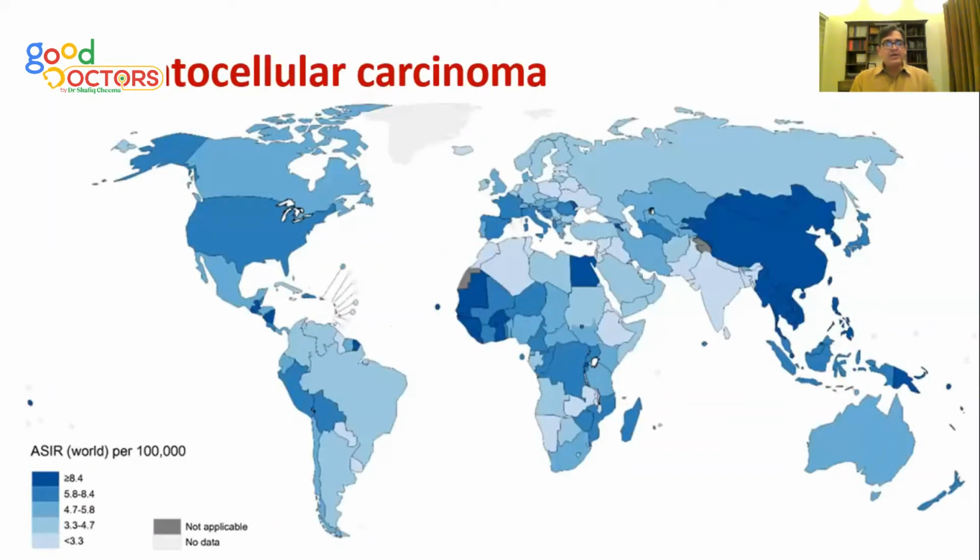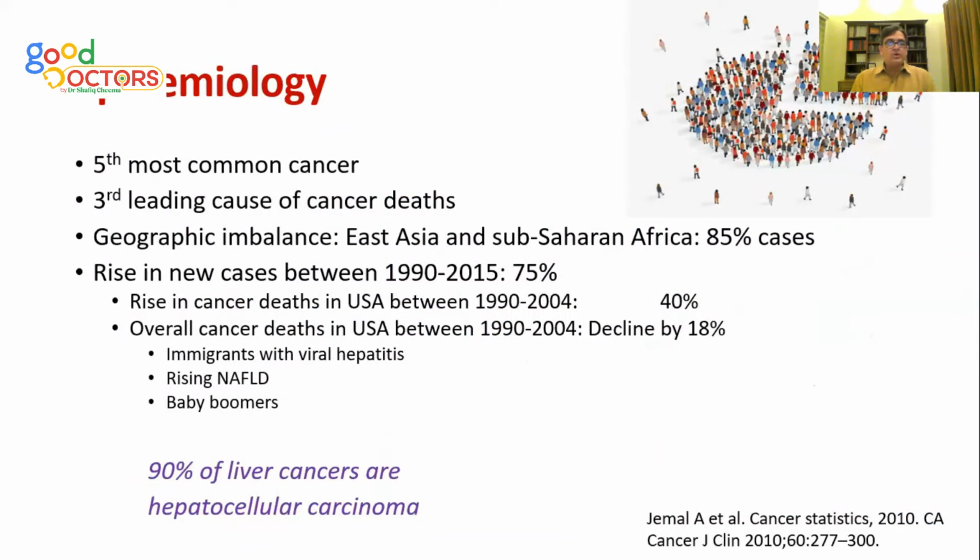HCC basically is a common cancer among the leading cancers all over the world. There are certain regions which have more prevalence, like East Asia and Sub-Saharan Africa. It is the fifth most common cancer, and it's the third leading cause of cancer deaths. It has a geographical imbalance, in the sense that in East Asia and Sub-Saharan Africa, almost 85% of cases of the whole world are in these two particular regions. Another important thing about HCC is that its incidence has been rising in the last 2-3 decades.